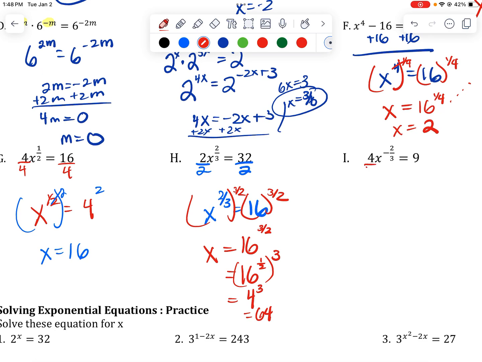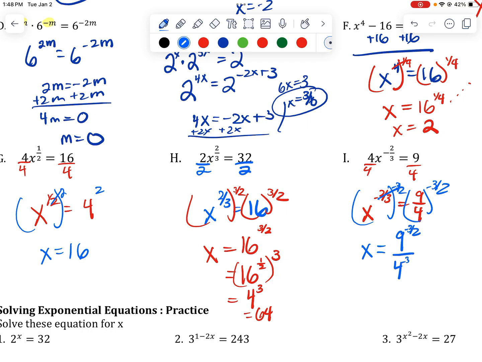And our last one, so divide by 4. So x to the negative 2/3 equals 9/4. Well, then it would be to the negative 3 over 2. So x equals, and I'm going to raise the top and bottom to that. Well, we have negative exponents, so we flip it. So 4 to the 3 over 2, over 9 to the 3 over 2. And if I separate it out, that's 4 to the 1/2 cubed, over 9 to the 1/2 cubed. Well, square root, so that's 2 cubed over 3 cubed. So it's 8 over 27.